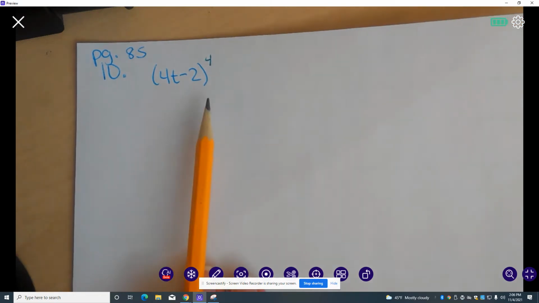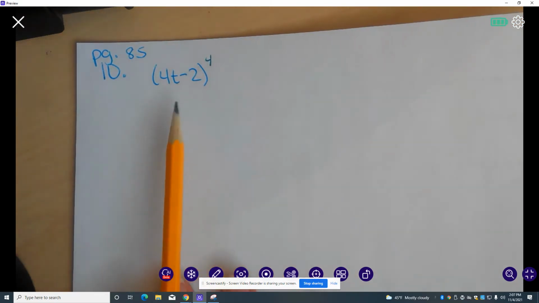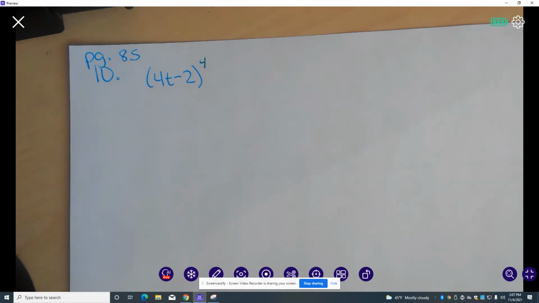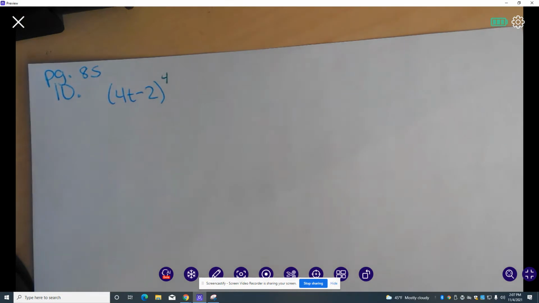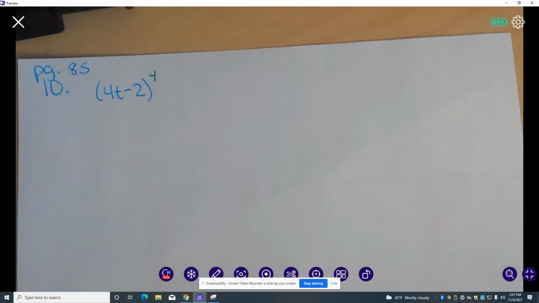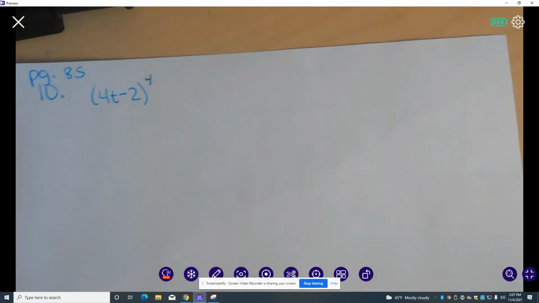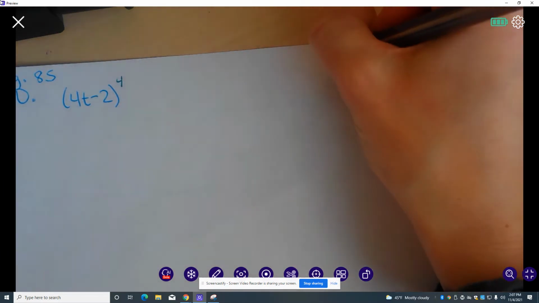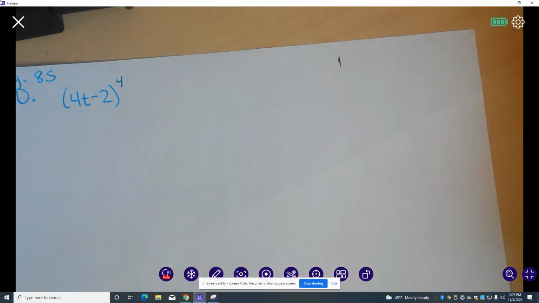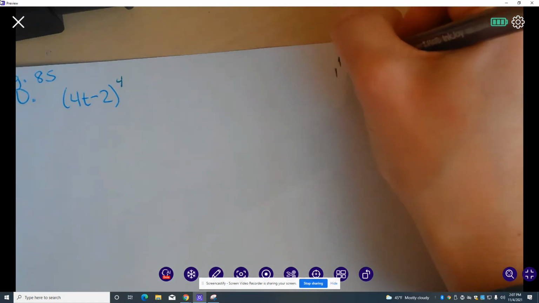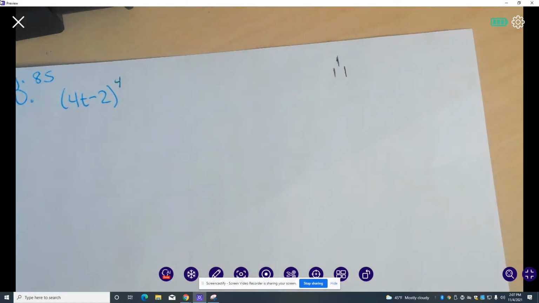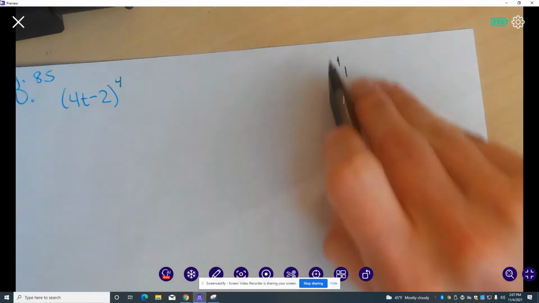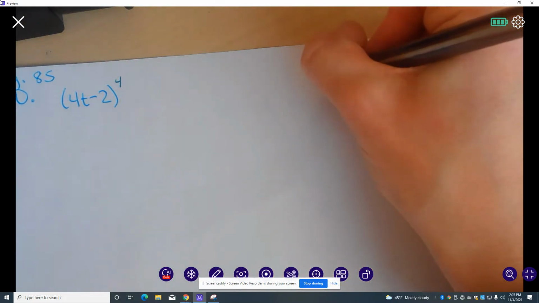Now remember, you could expand this, make a bunch of boxes and multiply it out, but that would take quite a long time. And so we have Pascal's triangle that we can use as a little bit of a shortcut. And so the first thing I'm going to do is, on the side, write out the first few rows of Pascal's triangle. So remember, at the top, you always start with a 1. And then the next row is just a 1 and a 1. And then remember, 1s go all down the side. So on each end, there's going to be a 1.